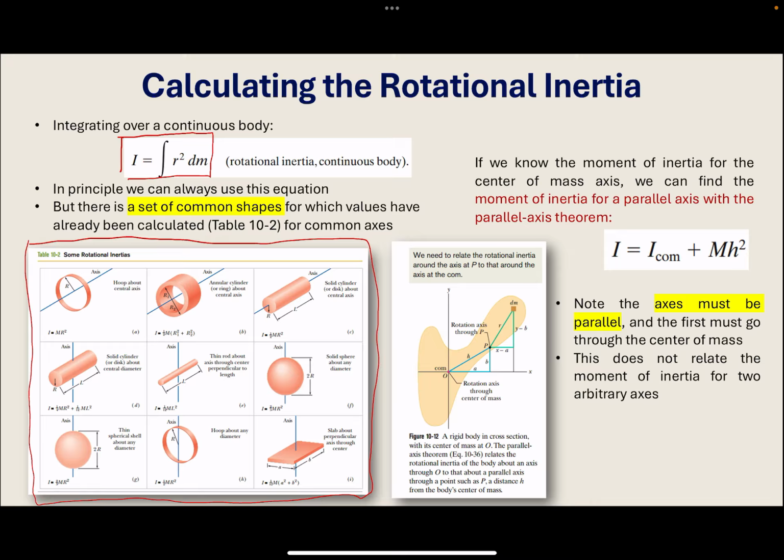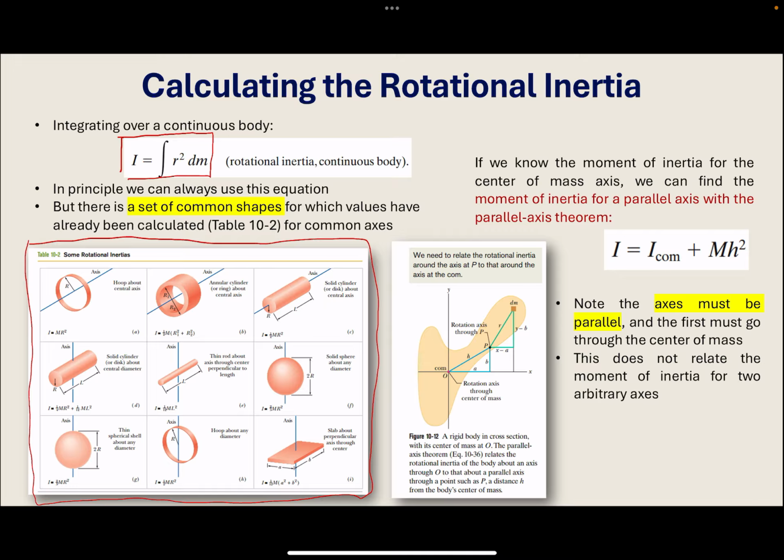For a thin hoop or ring, solid cylinder or disc, thin rod, and the others, we already have the calculations of moment of inertia. Clearly, the axis of rotation plays a major role in determining the value of I.